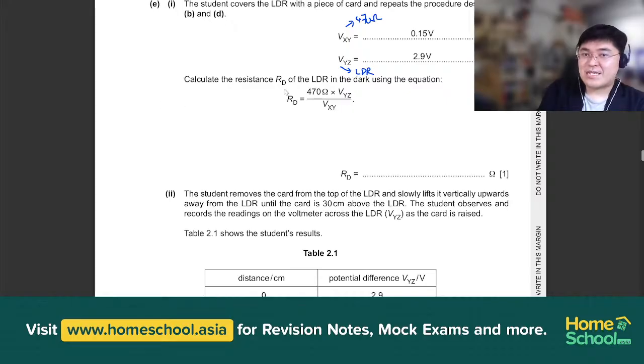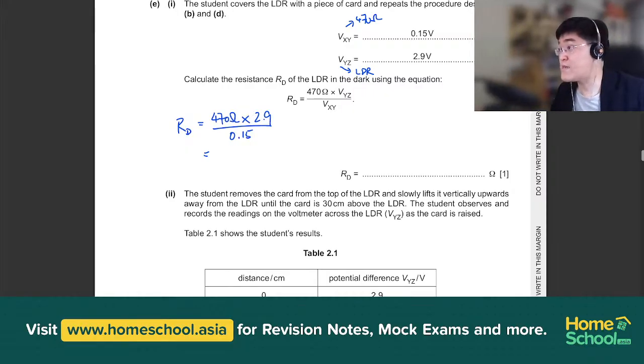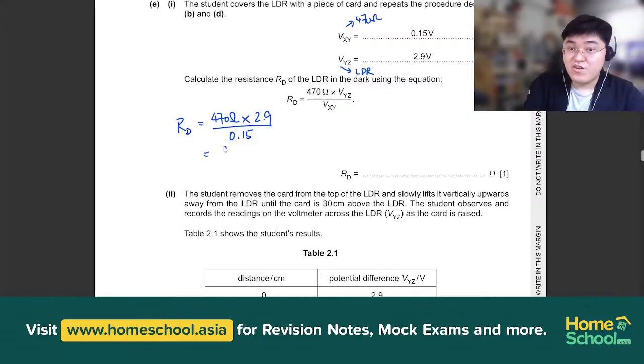Now, we have to calculate the resistance RD of the LDR in the dark using this equation over here. So let's do that. RD is equal to 470 ohms multiplied by VYZ. What's VYZ? 2.9, divided by VXY. VXY is 0.15. Then let's plug it in and do the maths. We should get a very big number, 6666, and so on.